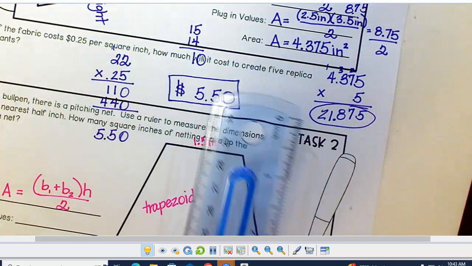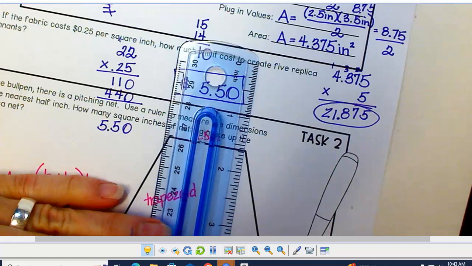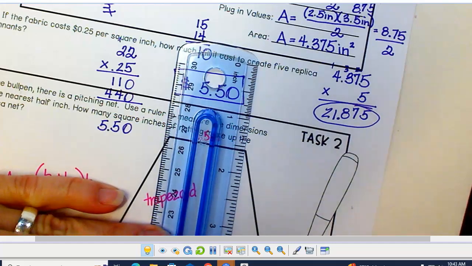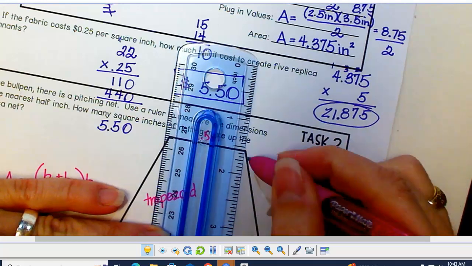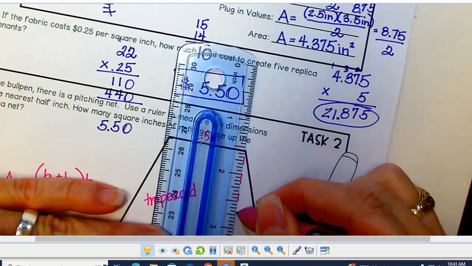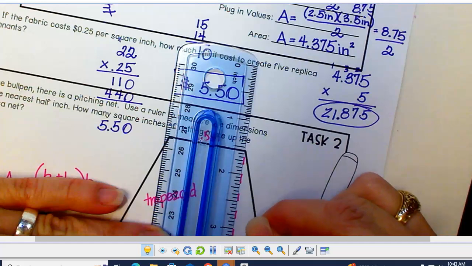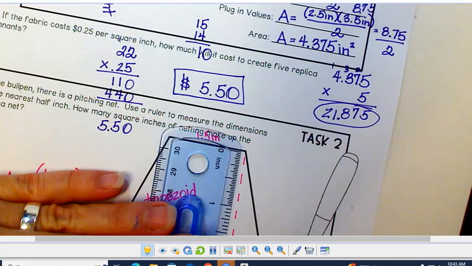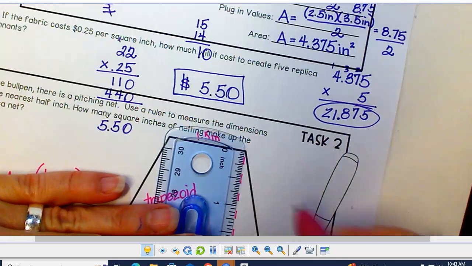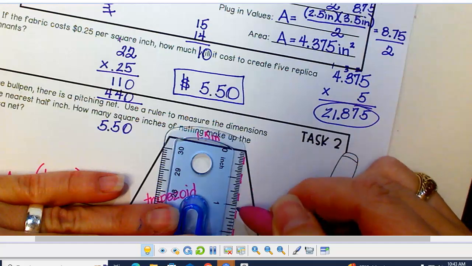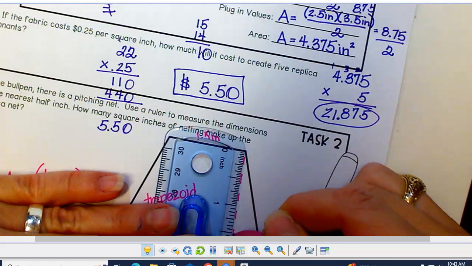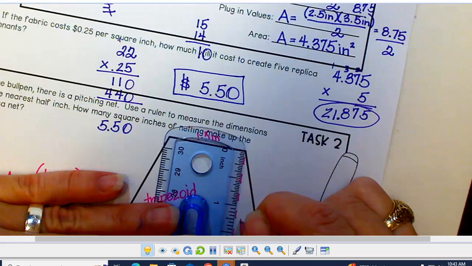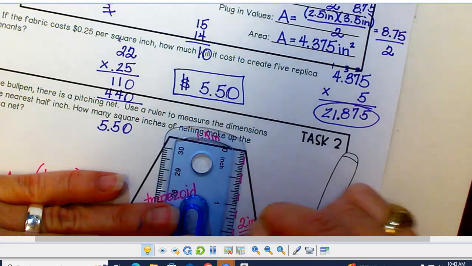Okay, then I need to do my perpendicular line. Because remember, height, just like with a triangle, the height has to be the perpendicular. For instance, I'm not going to measure this side. I'm going to do the height. So there's 1 inch. There's 1.5. It's pretty close to 2. We'll call it 2 inches. Okay.